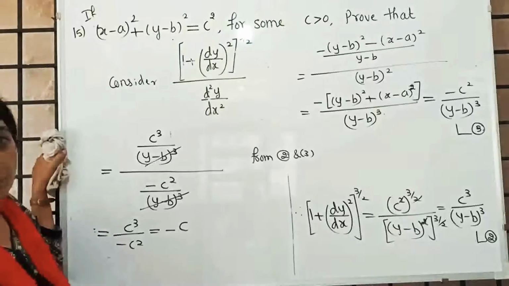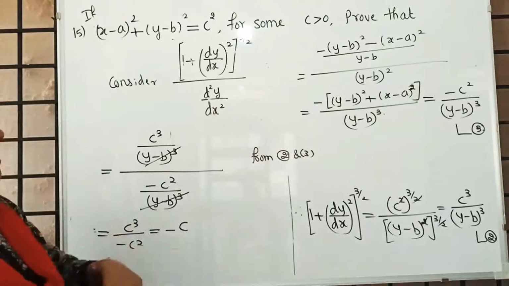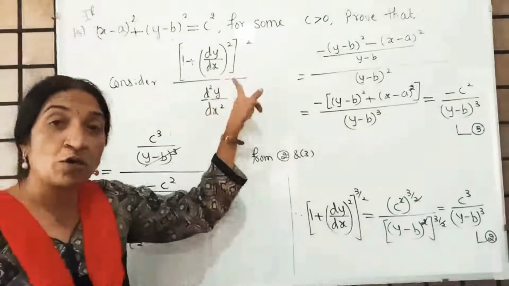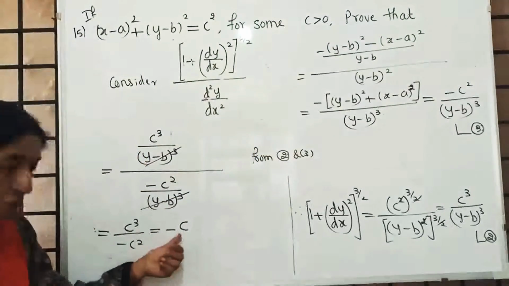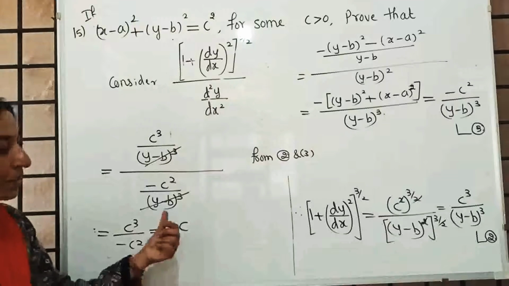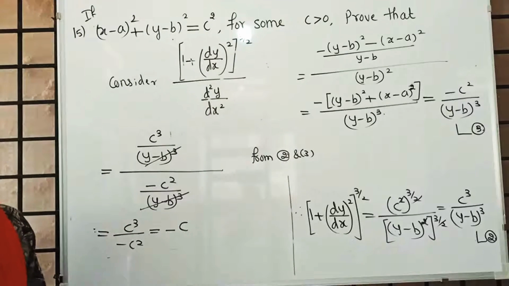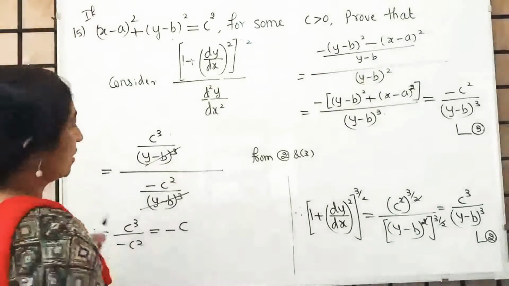And read the question. Go back and read the question. They are asking this should be a constant and independent of a and b. See, c is a constant. Independent means there is no a and there is no b. Understood? Now moving to the next example.